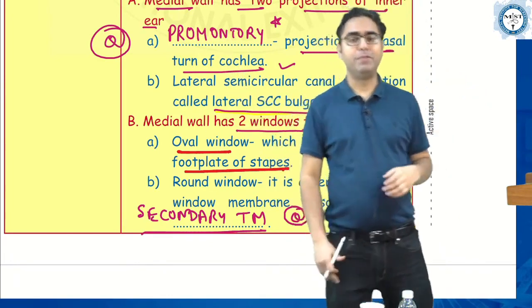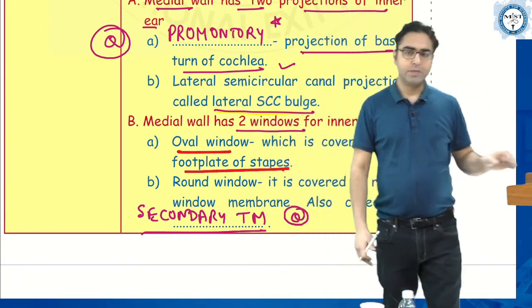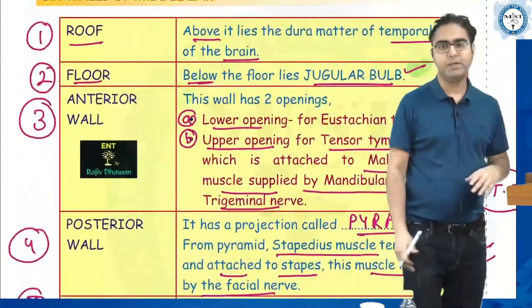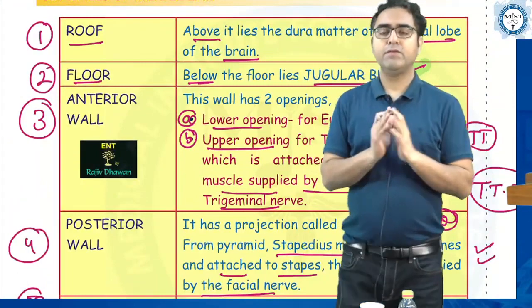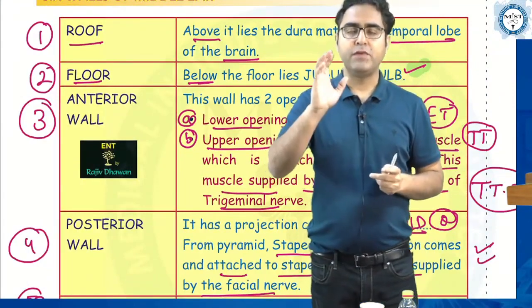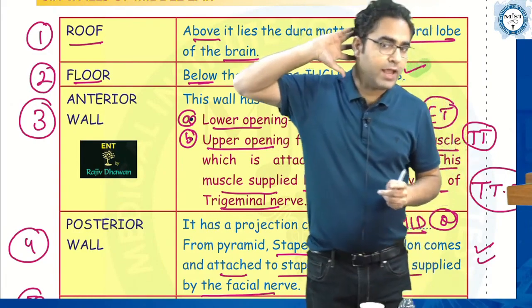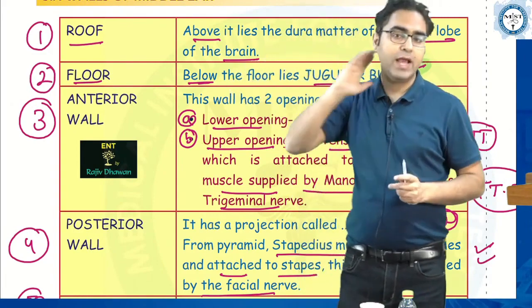A lot of questions in this table. Can we revise it? Everybody, let's revise this whole topic. Basic concept, everybody speak with me. Above the roof of the ear lies the brain. Behind the ear lies the sigmoid sinus. Below the ear lies the jugular bulb.